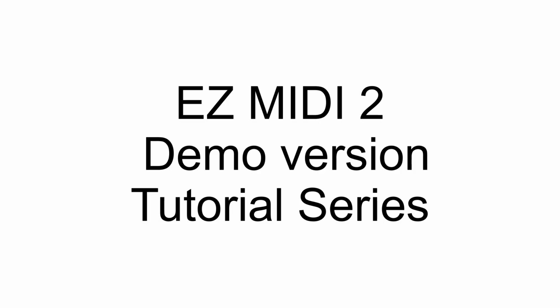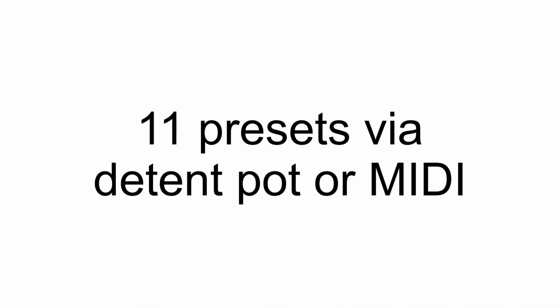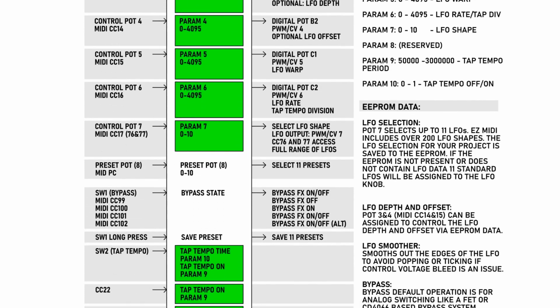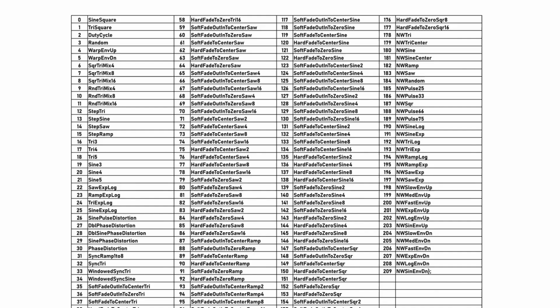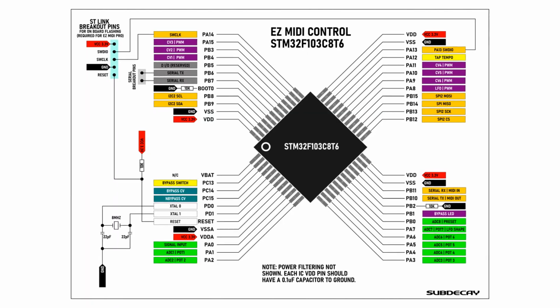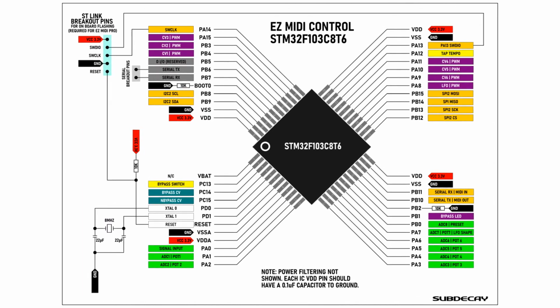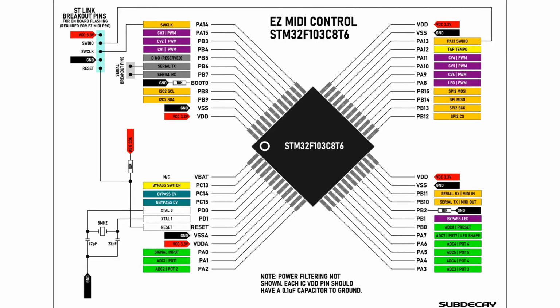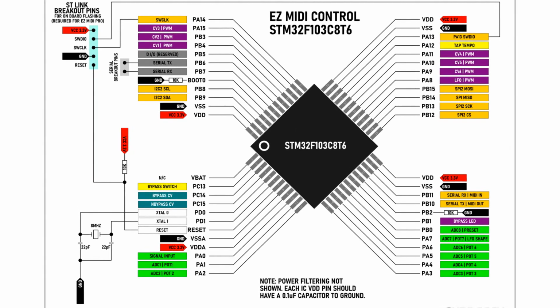Whether you are a pro pedal builder or DIY enthusiast, EZ MIDI 2 is your toolkit for designing incredible effects with modern features like savable presets, full MIDI control, tap tempo, and a smorgasbord of LFO options. The best part, you can use any of these features you want and ignore the ones you don't need. It's a choose your own adventure for effects design.